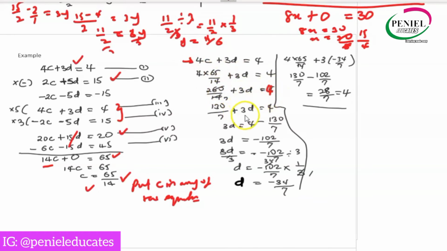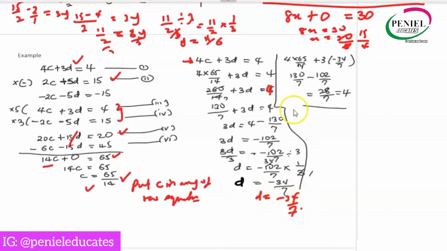If you take this to the other side, it's going to be 4 minus 130 over 7, yes, 3d. All right, then we're going to have 3d to be minus 102 over 7. Once you've done that, you can divide both sides by 3. That's going to give you d to be minus 34 over 7.